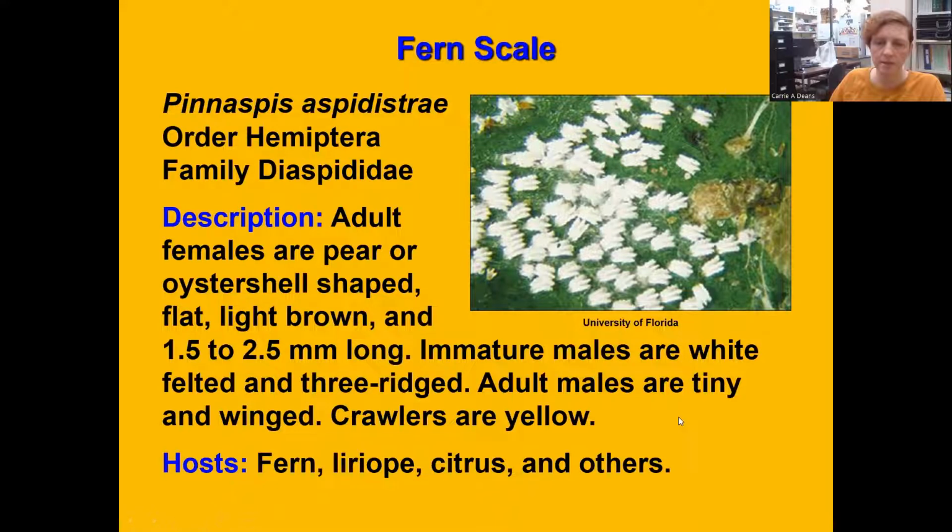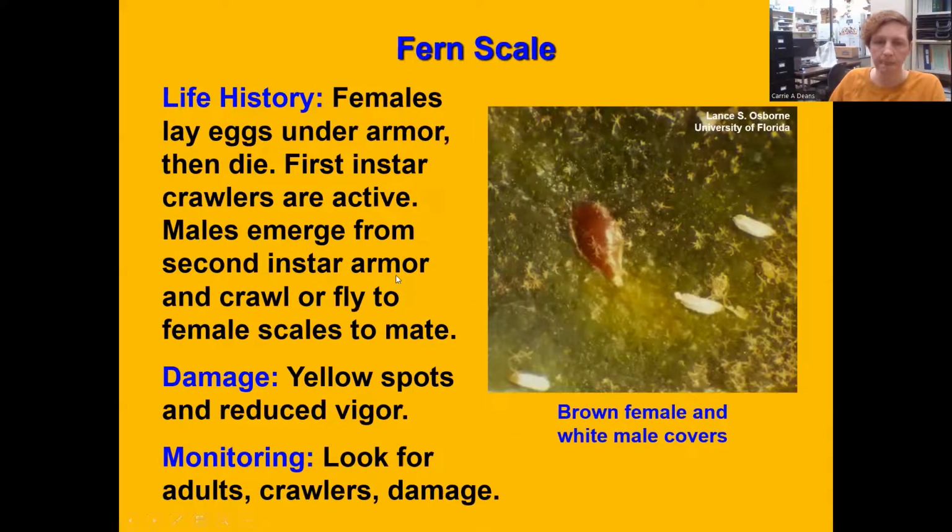This particular species infests fern and citrus and a couple other hosts. Again, the females lay eggs under their coverings. So you can see this female actually is quite dark colored, and the males are the ones that tend to have that more white covering. And so it says here that the first instar crawlers are active, and the males actually emerge from second instar armor, and they're the ones that crawl around, are able to fly and mate with the females.